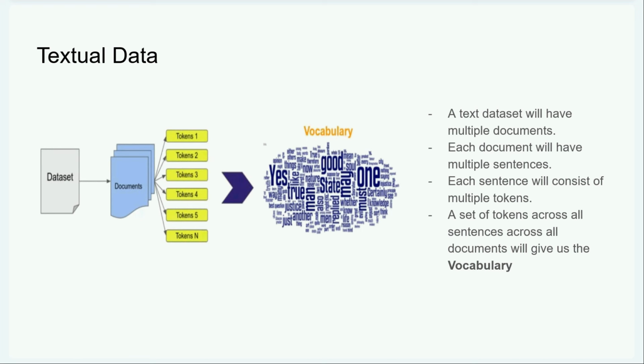Each of these documents are textual now, and each of these text documents will consist of multiple tokens, right? And when you combine all the tokens across all the sentences in a document, across all documents, you'll get what's known as the vocabulary. So the vocabulary of a data set is a set of all the tokens present in that data set.